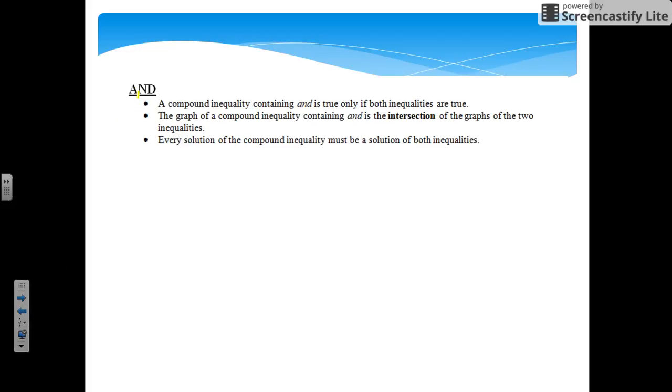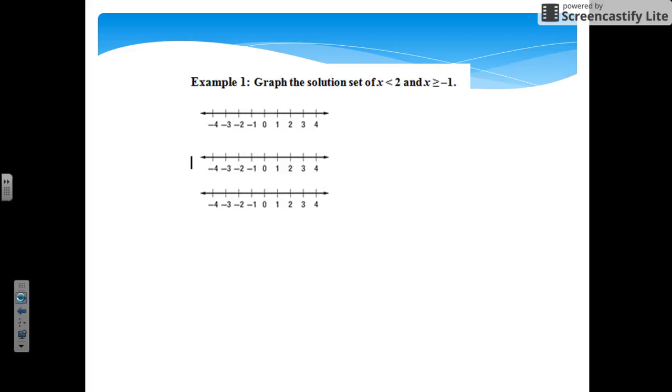A compound inequality containing and is only true if both inequalities are true. So both of them need to be true. The graph of a compound inequality containing and is the intersection of the graphs of the two inequalities. Every solution of the compound inequality must be a solution of both inequalities. So now we'll move to examples.